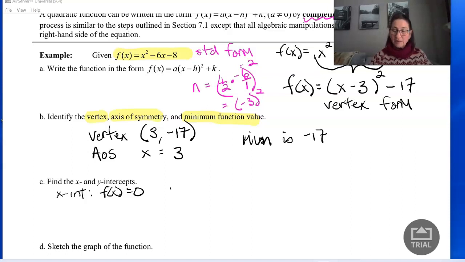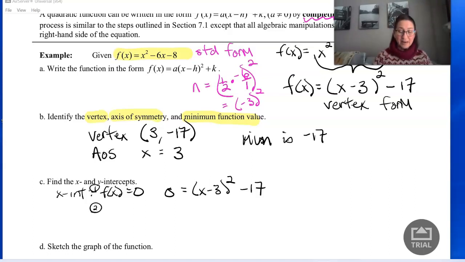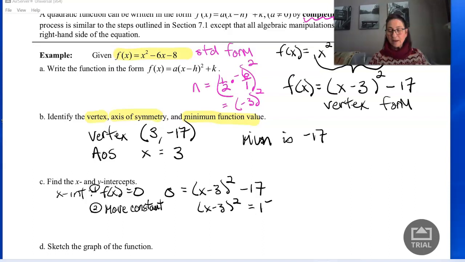So now I'm going to plug that in. So that's going to be 0 equals x minus 3 squared minus 17. Okay? Now what I'm going to do, so that was my first step. My second step is to move my constant. So I'm going to leave my x minus 3 squared on one side, and my 17 is going to go to the other side of my equation. And now I'm going to apply my square root property.